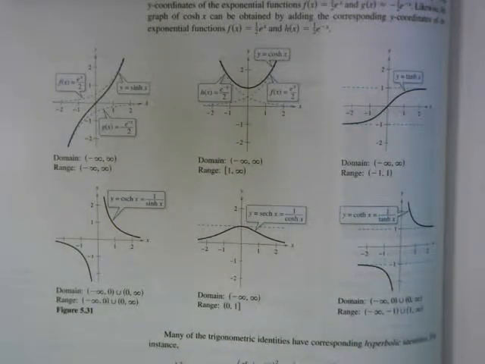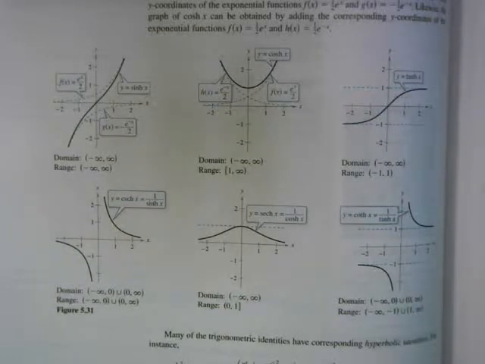is hyperbolic sine a one-to-one function? Yes, because it passes the horizontal line test. So for hyperbolic sine, we don't have any domain and range issues. It's already a one-to-one function. How about hyperbolic cosine? It's not one-to-one. I do have a domain range issue.